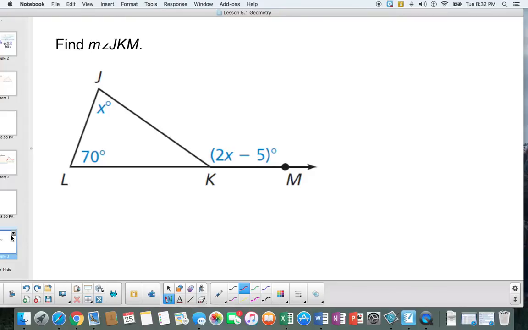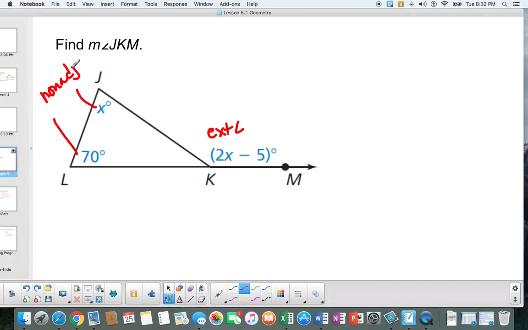All right, so this is the exterior angle. And this one and this one are non-adjacent interior angles. And the theorem says that the exterior angle is equal to the sum of the non-adjacent interior angles. So here's our equation. So x is equal to 75. Now it asks me to find J, K, M.